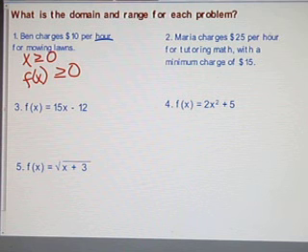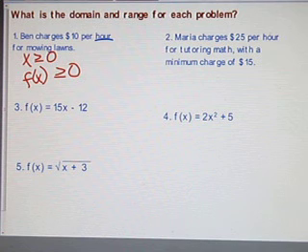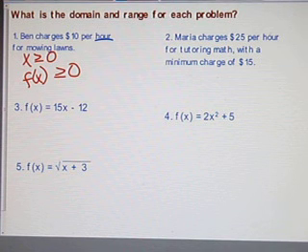Maria got smart. She said, hey, I'm not going there. I'm not playing. If I'm going to get involved, if I'm going to be here tutoring, the minimum you're going to pay me is $15. So for Ben, I had to say here that it could be 0, it could be anything. Maria kind of says I'm not playing, but that's, again, the output.